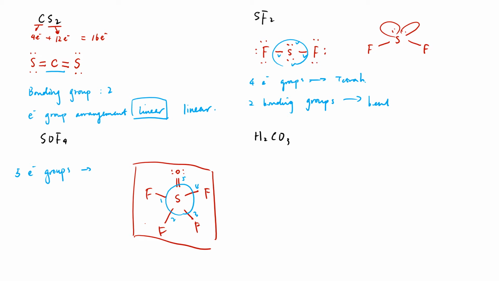5 electron groups, sorry. 5 electron groups, which will give you a trigonal bipyramidal. And there's no non-bonding electron groups, so the molecular shape is the same as the electron group arrangement, which is trigonal bipyramidal.